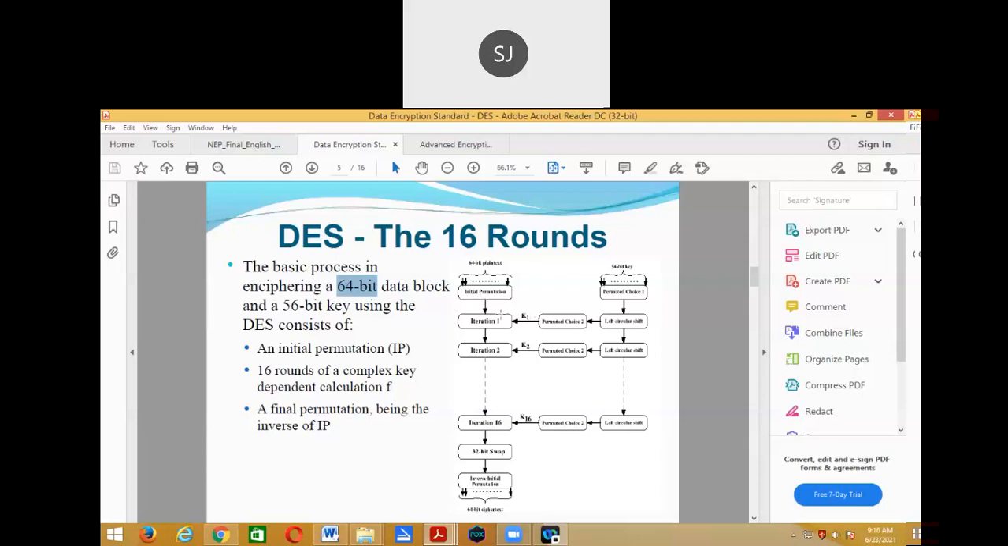The process in each iteration remains the same, but the key is different. The key for each round is different: K1, K2, K3 up to K16. What happens inside each iteration we will see later. Now, how is the key generated?